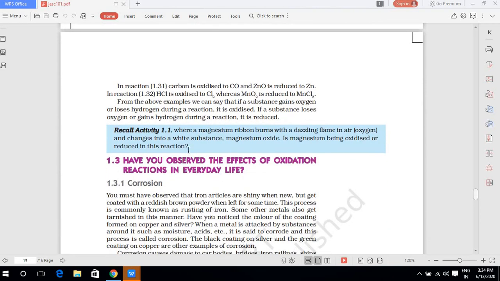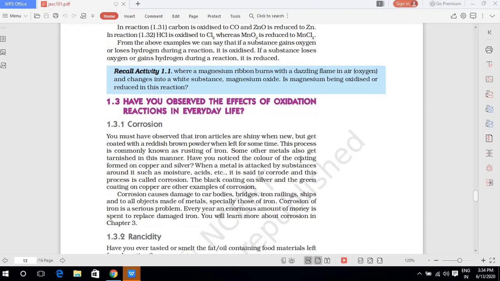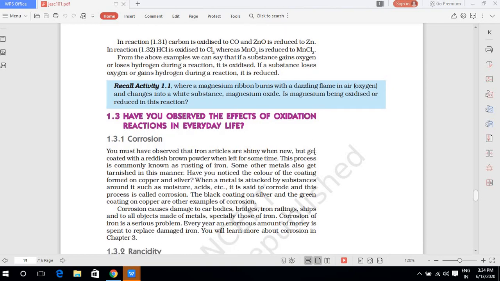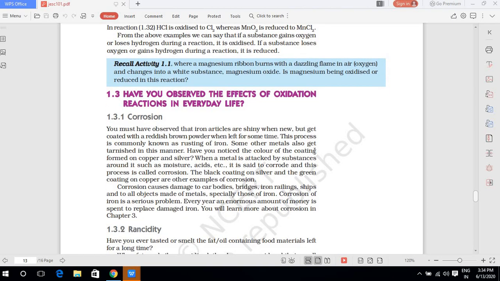And you have observed these reactions in daily life. We will learn about corrosion. When we have an iron bar, a fresh iron bar left outside, exposed to rain and water and heat and sun, it will turn into some different color. That is because of the rusting.